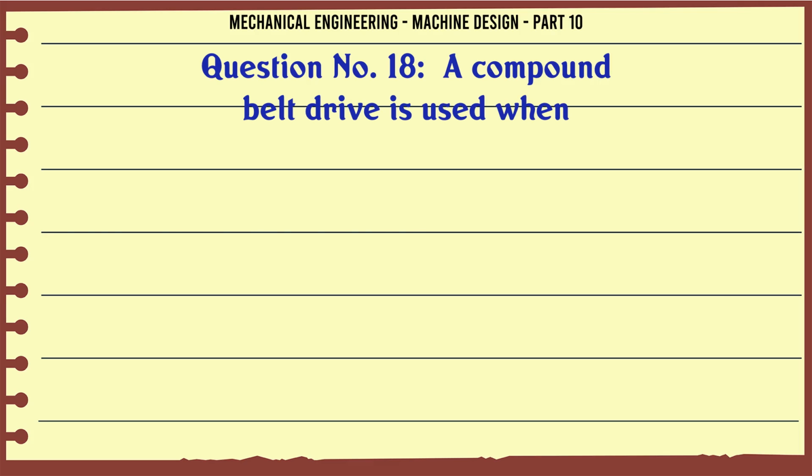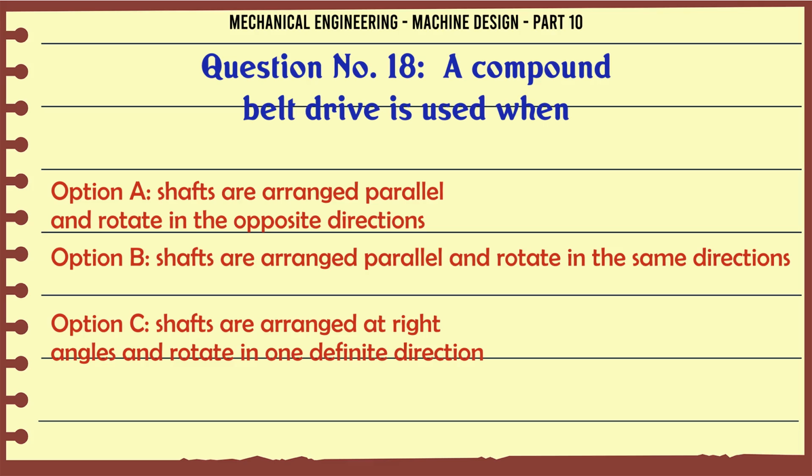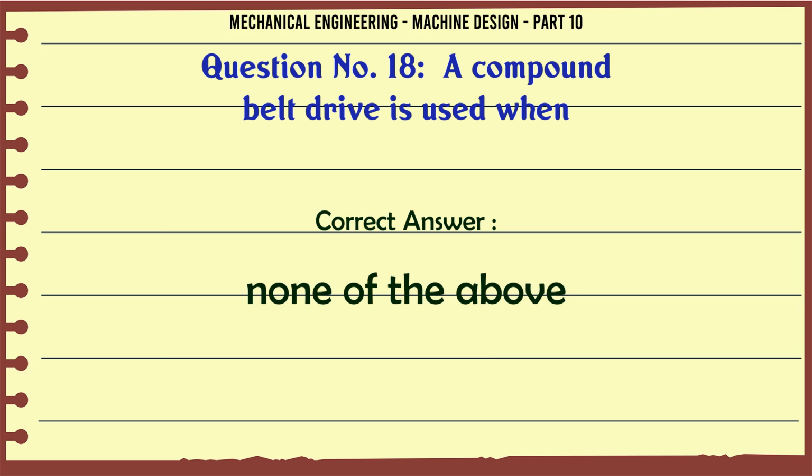A compound belt drive is used when A. shafts are arranged parallel and rotate in the opposite directions. B. shafts are arranged parallel and rotate in the same directions. C. shafts are arranged at right angles and rotate in one definite direction. D. none of the above. The correct answer is none of the above.